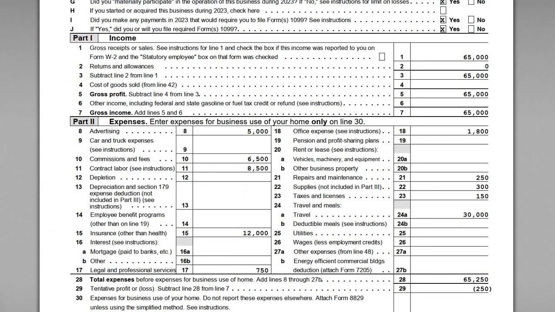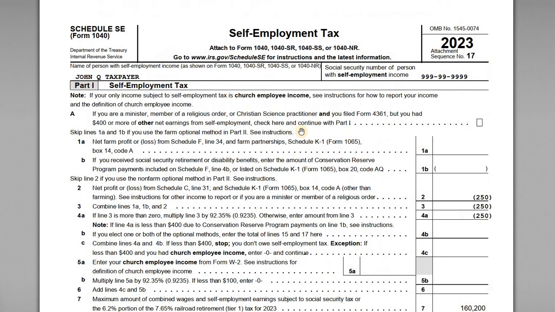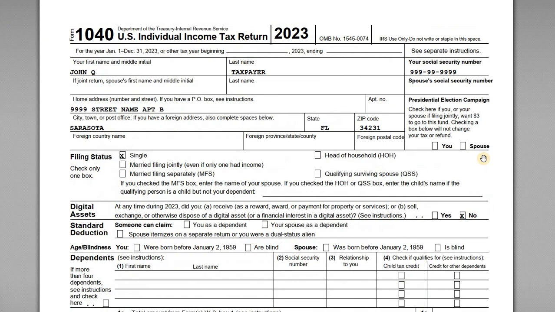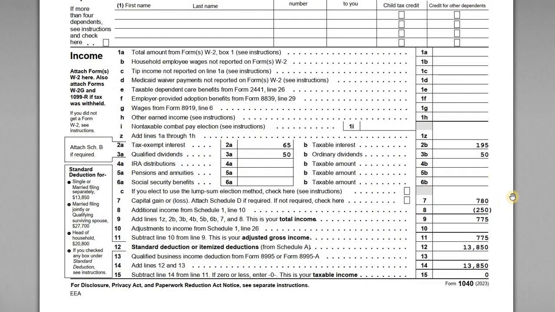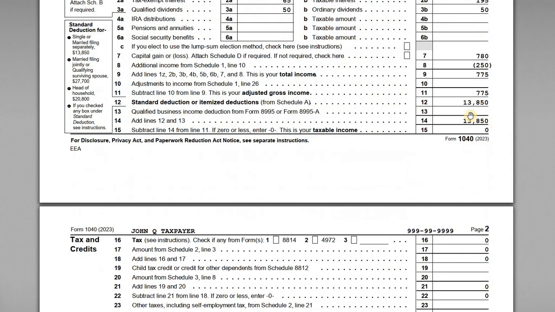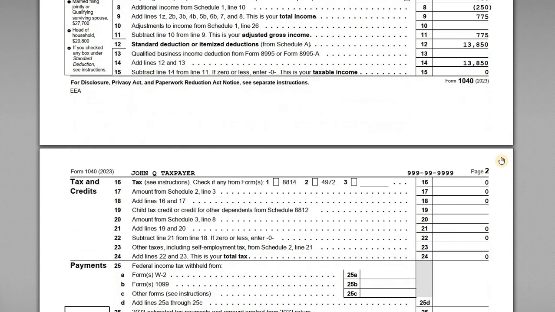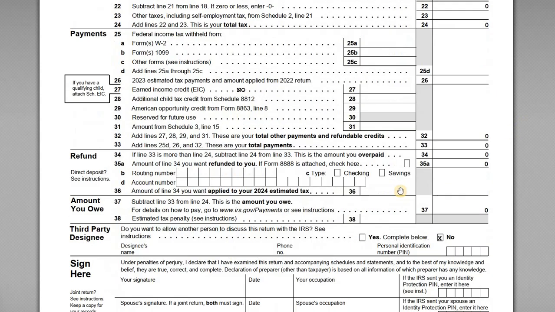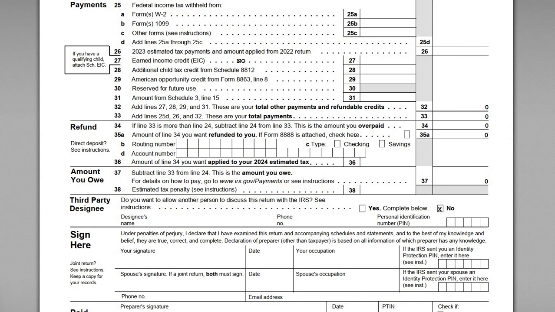Because if we look at the return for John, where he doesn't make this election, he's not going to owe any self-employment tax. And if we have a look at his tax return here, what we'll see is his taxable income is zero. And so on the tax and credits section, he doesn't owe anything, right? So there's no federal income tax. There's no self-employment taxes here on line 23. So he owes nothing, and he gets no credits. So why would he want to deviate from that?